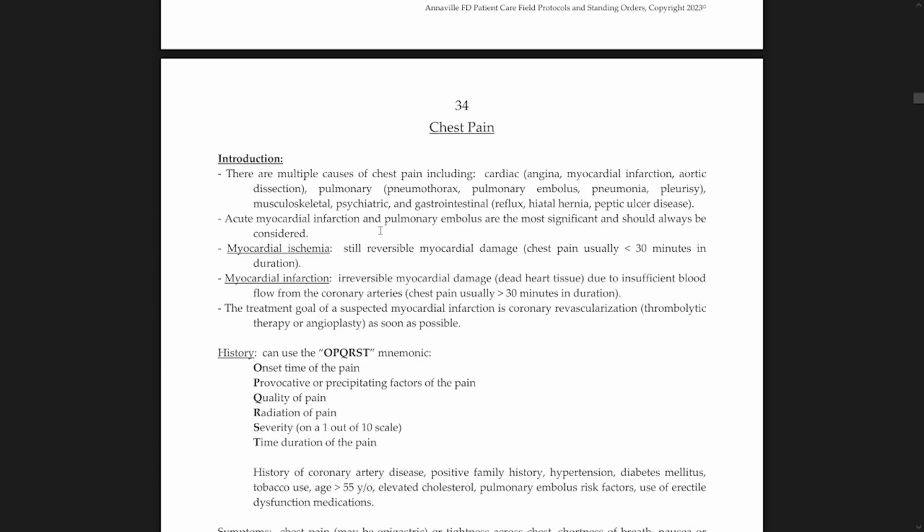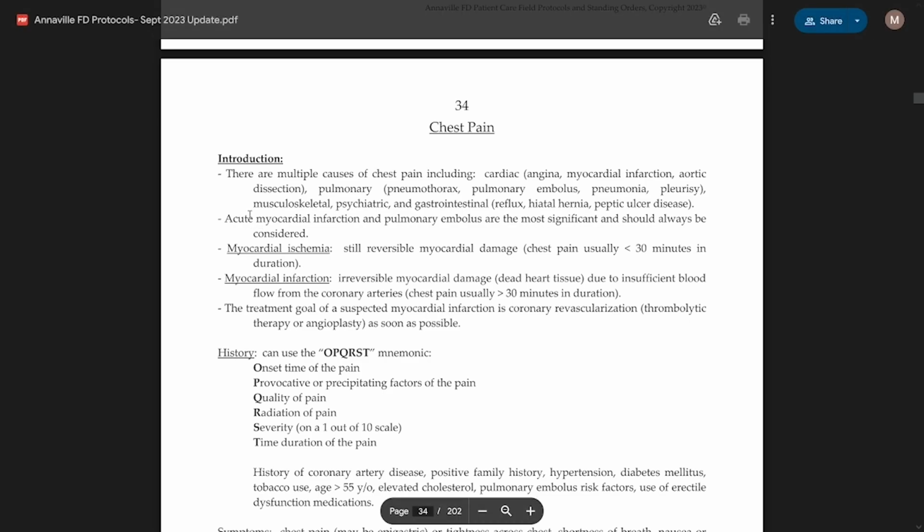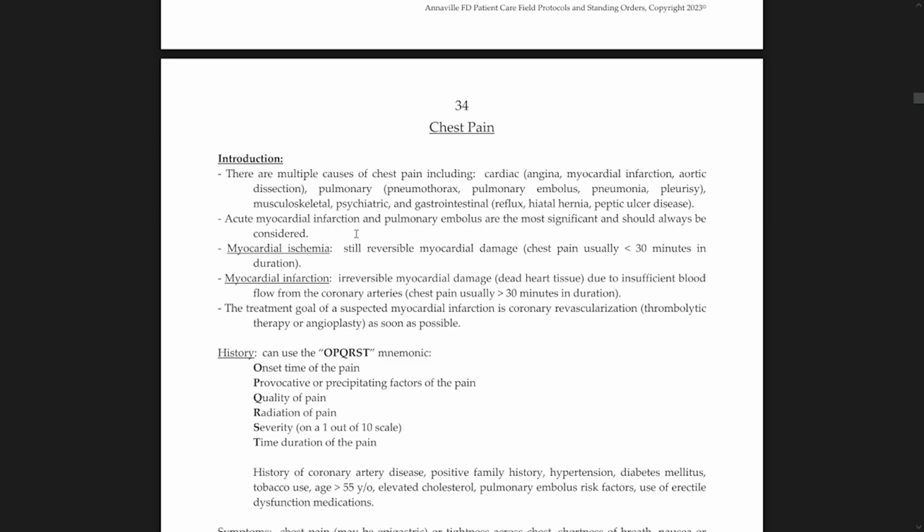For chest pain patients, there are multiple causes of chest pain, including cardiac causes such as angina, myocardial infarction, and aortic dissection. There's pulmonary, such as pneumothorax, pulmonary embolus, pneumonia, and pleurisy. There's musculoskeletal, there's psychiatric, and there's GI-related issues such as reflux, hiatal hernias, and peptic ulcer disease. So acute myocardial infarctions and pulmonary emboli, which are most significant, should always be considered.